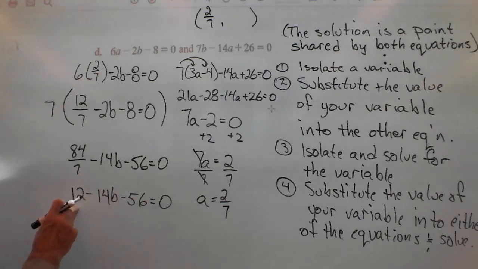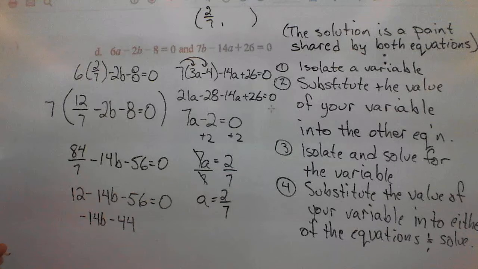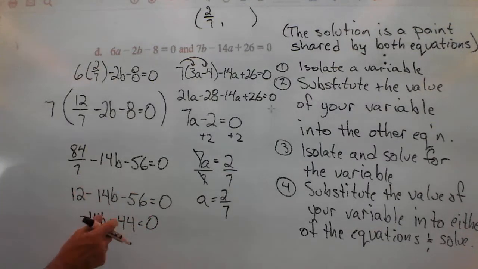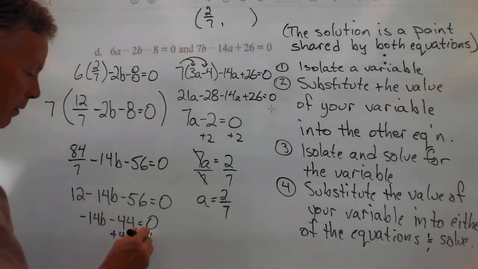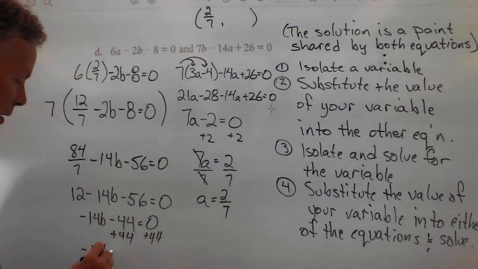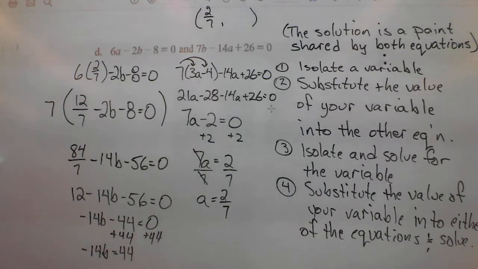Collect like terms. You've got 12 and minus 56. That'll give us minus 14b minus 44, equals 0. Now we can isolate b. Add 44 to both sides. That gives us negative 14b equals 44. And finally, we'll just move up here. So we're going to divide both sides by negative 14.